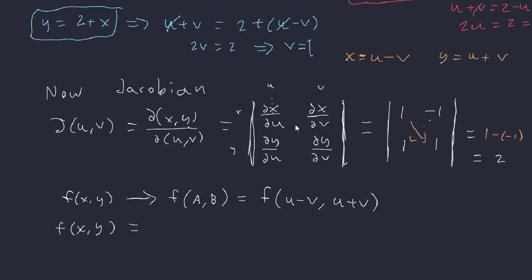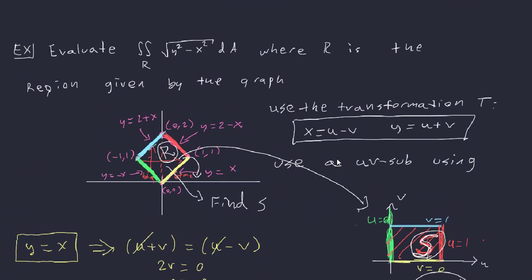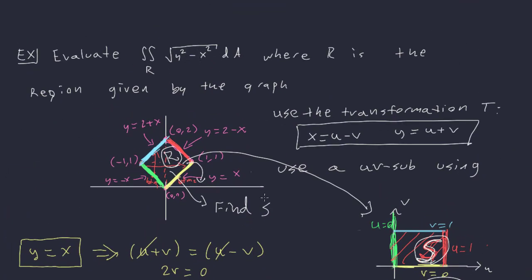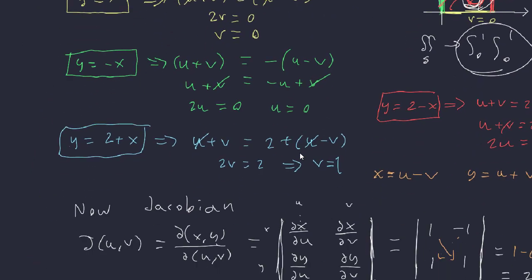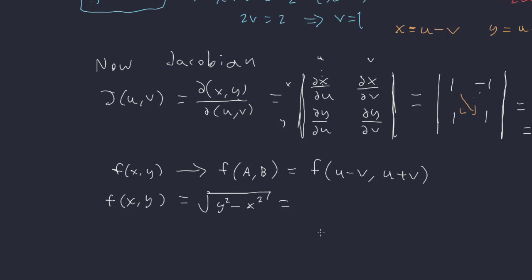Okay, so f of x, y was, we might forget now, it was way up here. It was the square root of y squared minus x squared. All right, so we're going to write that. Oops, had that flipped. All right, so when we put in u and v into this, our y was u plus v all squared, and then minus x, which was u minus v all squared.